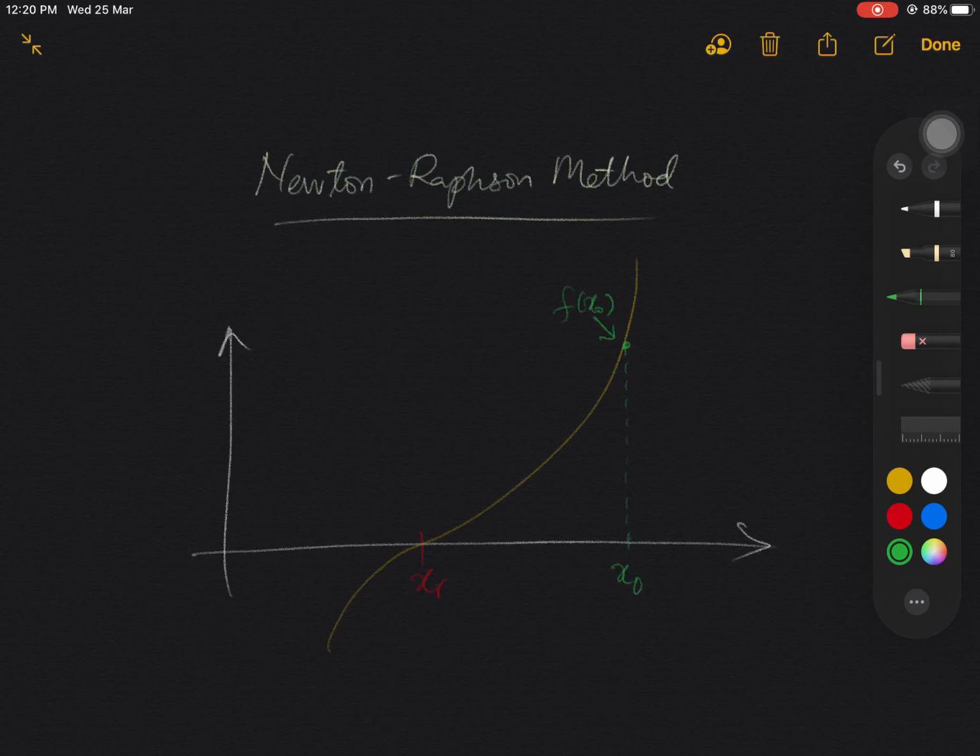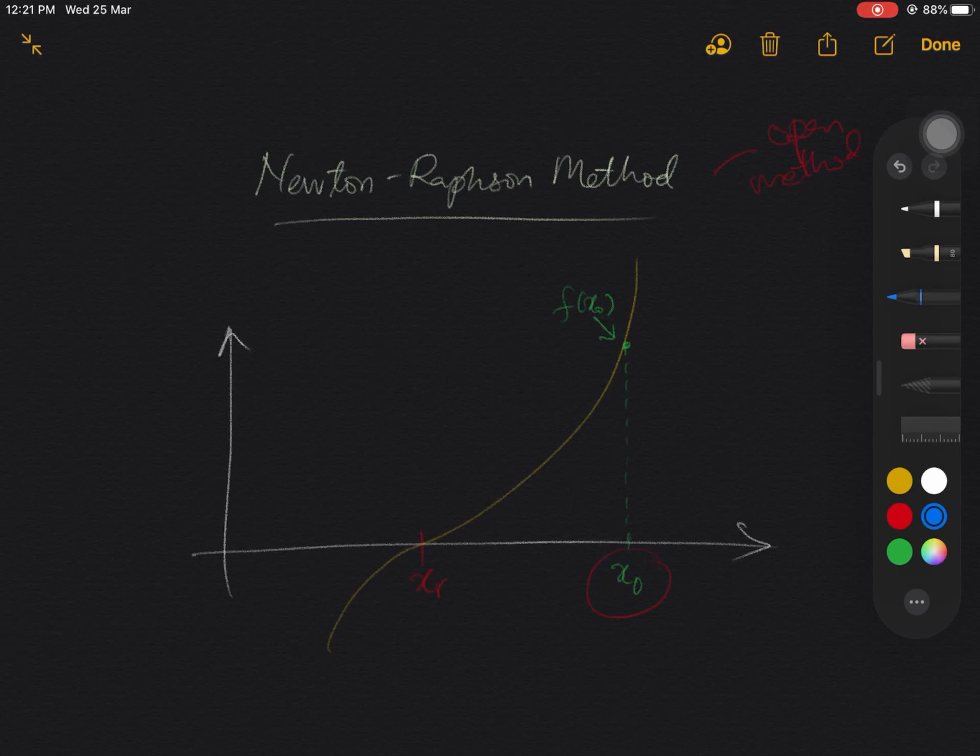Okay, the second method is called the Newton-Raphson method. So this is categorized as an open method, in which we do not require any brackets, but in fact we have to find an initial guess close to the roots.